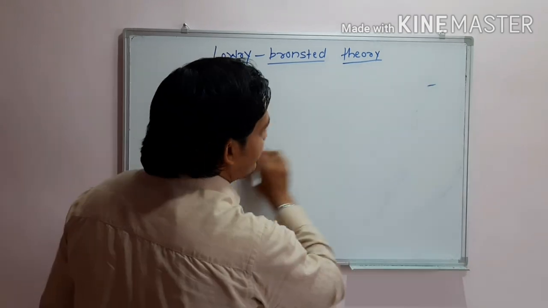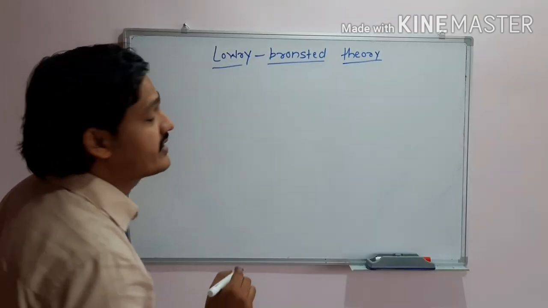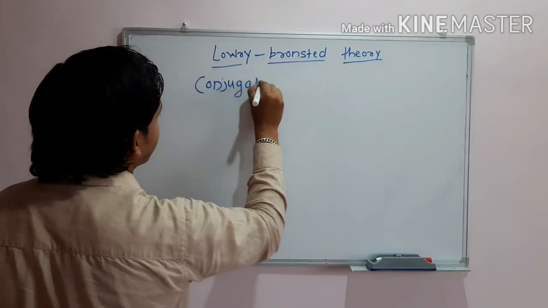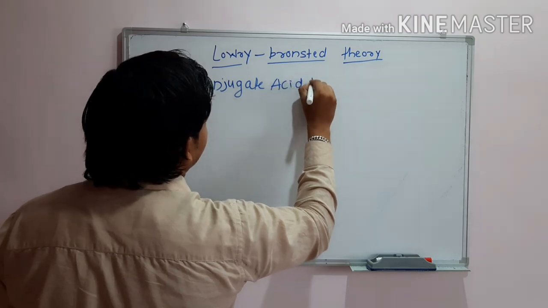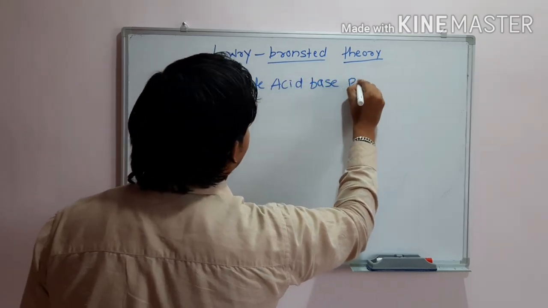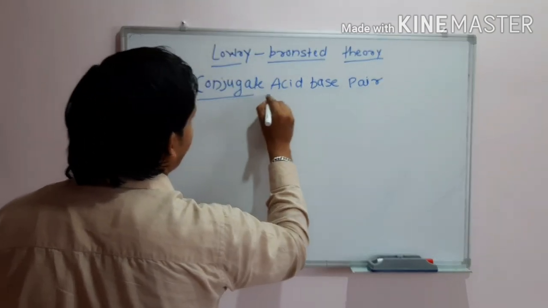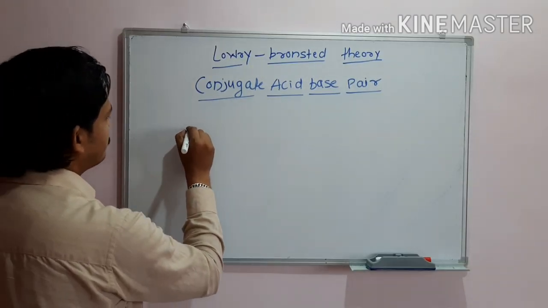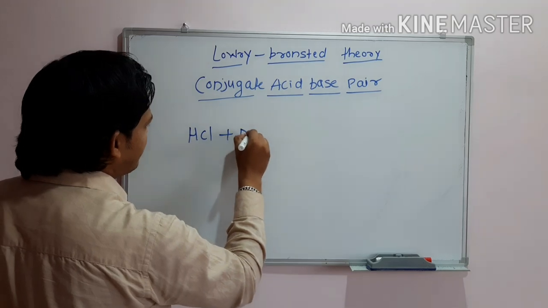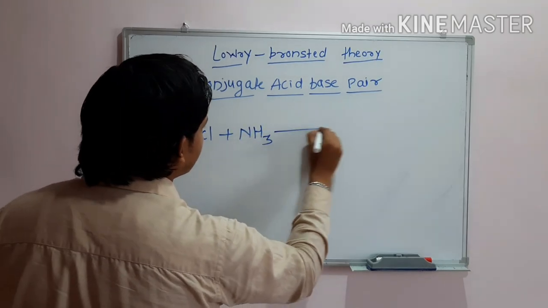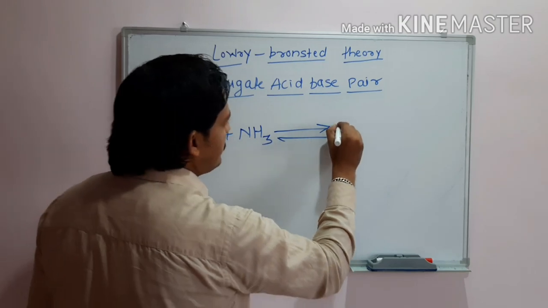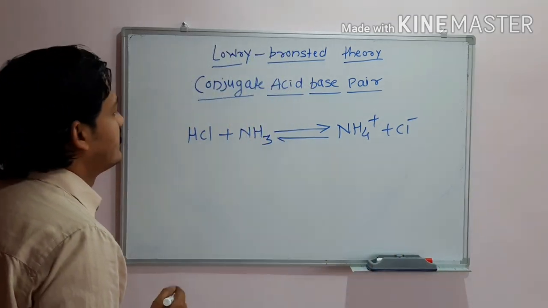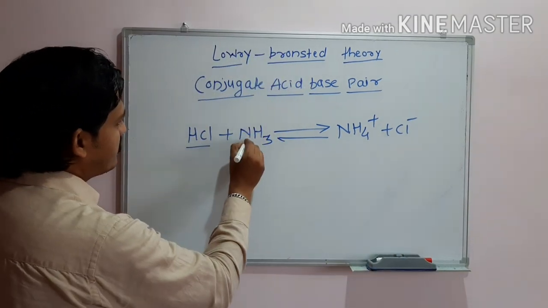According to Lowry-Bronsted, conjugate acid base pair. Okay, now I am taking another example. So I am writing here HCl plus, previous example I think, HCl plus NH3, which gives NH4+ plus Cl-. So HCl donates a proton to the ammonia.